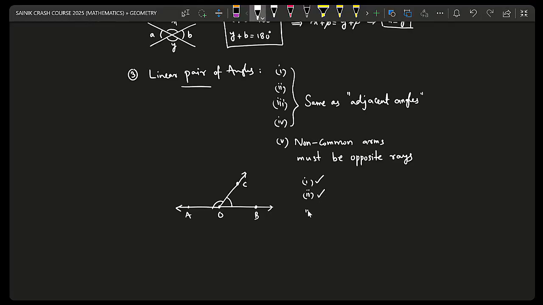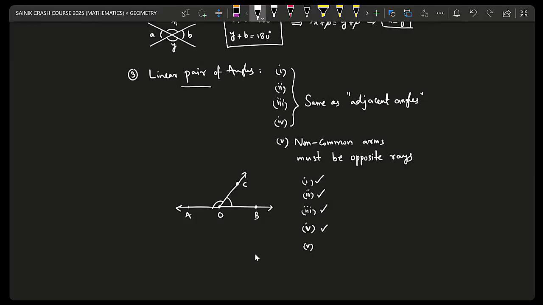So satisfied. Third condition, they should have a common arm. What are the arms of AOC? Ray OA, ray OC. And what are the arms of COB? Ray OC, ray OB. So both of them have a common arm, that is OC. Yes. Now fourth condition, their interiors should be disjoint. See, this interior is different and this interior is different, and there is no intersection. So they are disjoint interiors. So even the fourth condition is true. So once the four conditions are true, they become adjacent angles. Yes. So they are adjacent, and moreover they are a linear pair.